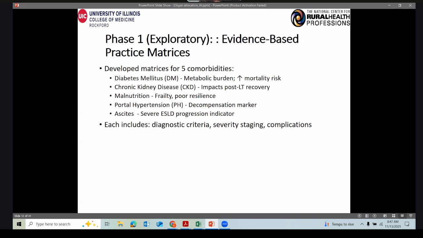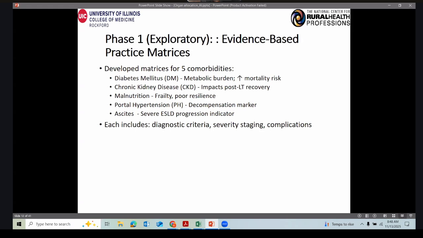The third comorbidity is malnutrition, which is a common but often under-recognized factor. These patients tend to have high frailty and poor resilience. Even though their MELD scores may not look high, their overall physical condition can significantly impact surgical recovery and long-term outcomes. The fourth is portal hypertension, which serves as a major marker for decompensation.